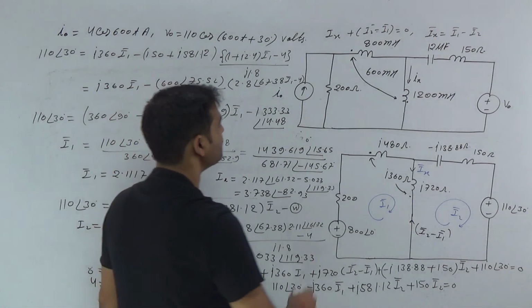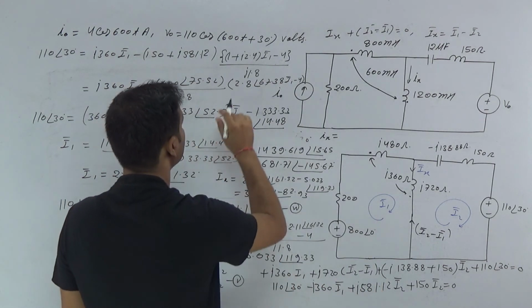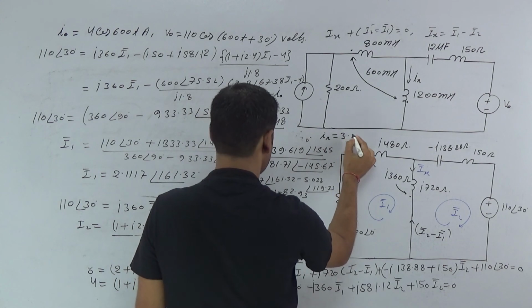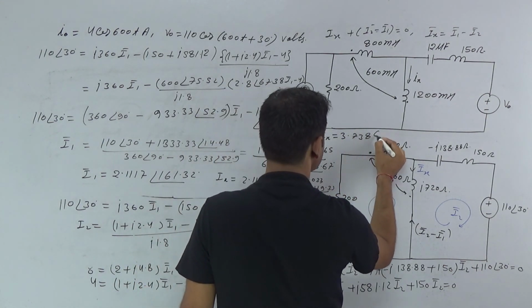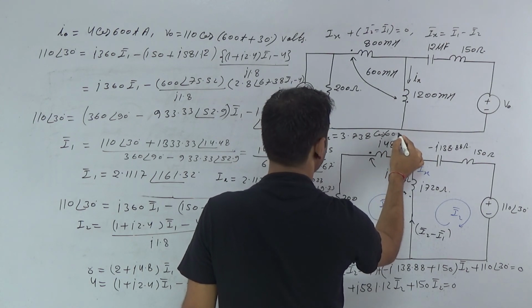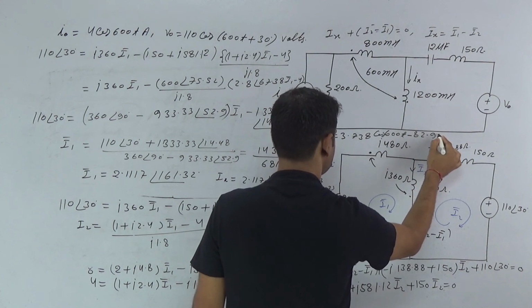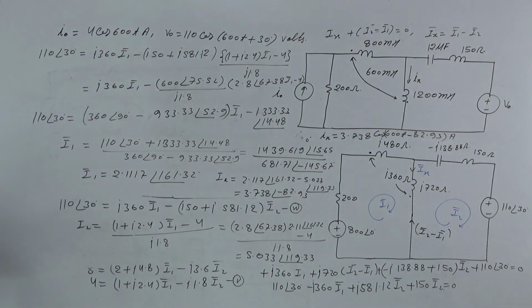So what about Ix? Ix is what we have taken, so 3.738 into cos(600t minus 82.93) ampere. Make it in terms of the time domain.